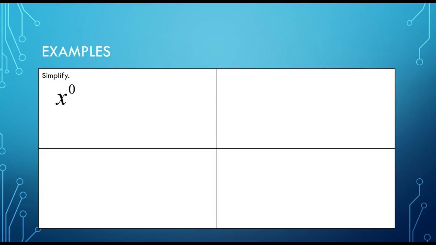x to the 0 is just 1. Any number to the 0 power is 1. What if you have negative x to the 0 power? Using our order of operations, we're going to look at x to the 0, which is 1, but we're taking the opposite of that, so our final answer would be negative 1.